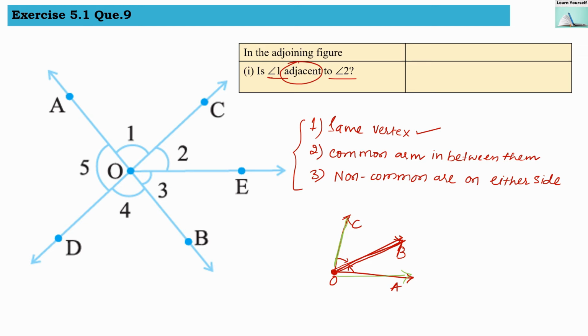Now let us check the figure. Angle 1, so we are talking about this, and angle 2, so the second angle is this. Let us check whether these three conditions are fulfilled by this figure or not. So yes, they have a common vertex, the same vertex. Then common arm. So OC is a common arm in between them. So yes, the common arm is also there, and non-common arms are on either side: OA, this, and OE. These two are non-common arms on either side of the common arm.